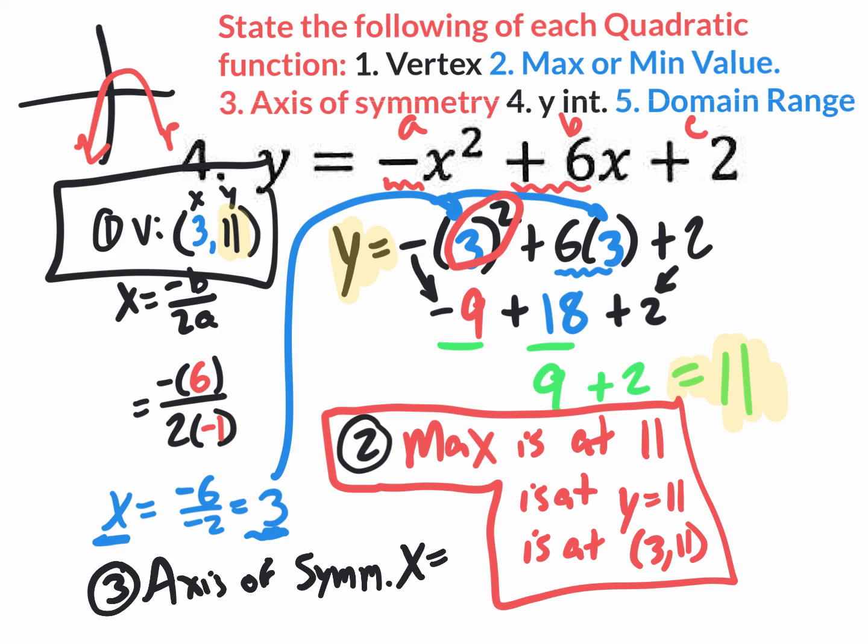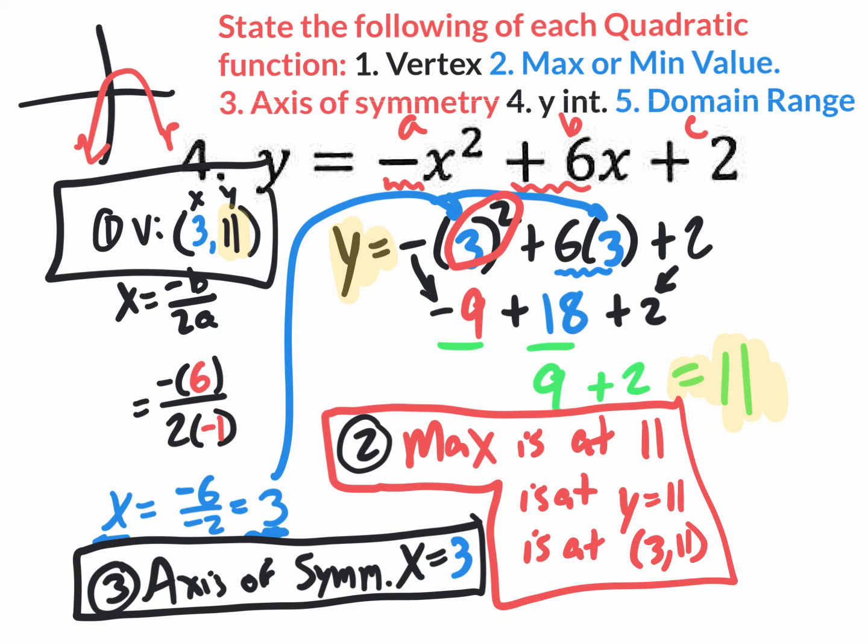X equals 3. Perfect. And that is simply x equals the x value of your vertex. So you have to write x equals. You can't just say 3. 3 is just a number. This x equals will provide that vertical line that crosses right through the vertex if you were graphing. So there's your axis of symmetry.